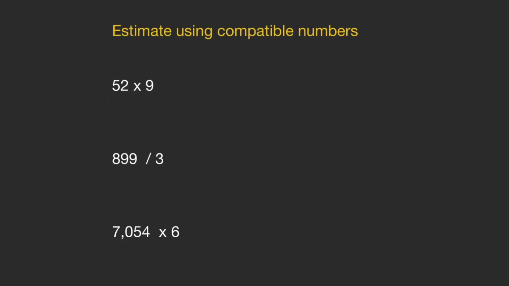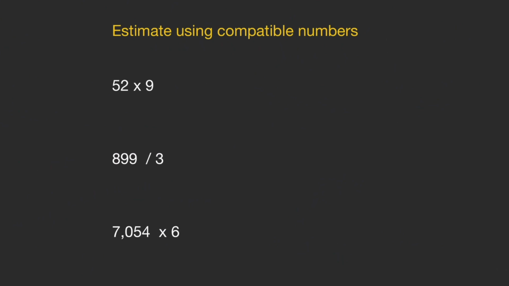All right, so in this one, it says estimate using compatible numbers. All right, what does compatible numbers mean? It means friendly numbers, like numbers that are going to make it easier for us to get an estimation. Remember, the point of estimating numbers is to just get close to the answer so that you can use that information to make a decision. And maybe you don't need an exact answer. You just want to be able to do the math quickly.